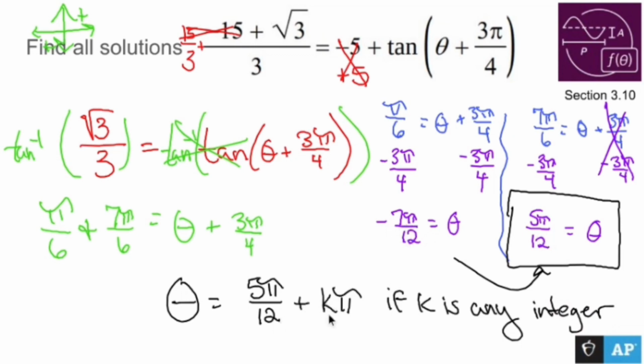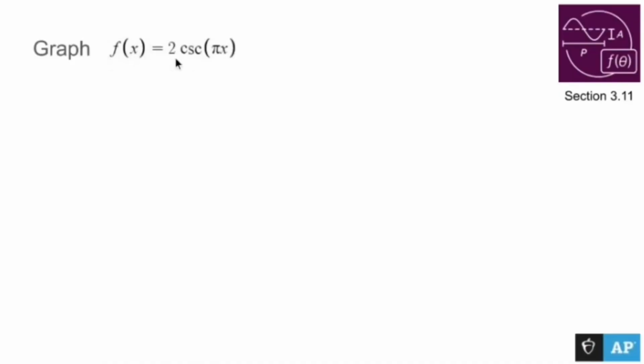Or if I add 2 pi, or if I add 8 pi, any of these guys will work. So kind of tricky, kind of weird, lots of fun. Graph f of x equals 2 cosecant pi x. All right, this is how I graph my reciprocal functions.